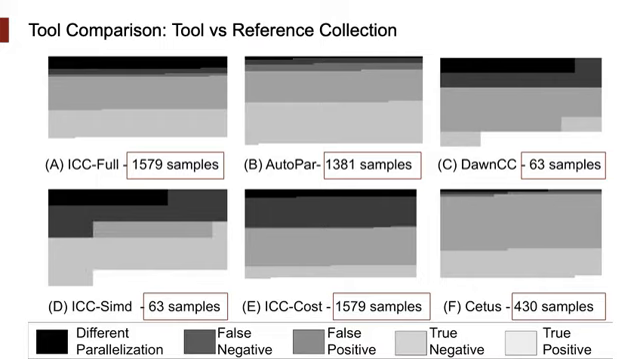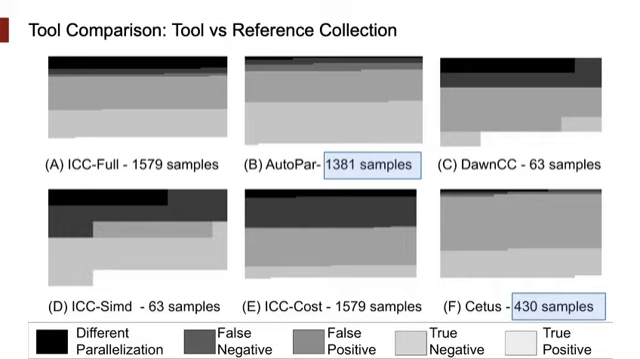You might also notice that these comparisons don't use all the same number of samples. That happens for 2 reasons. First, 2 of the tools, DONCC and ICC SIMD, use a different part of the reference collection, which refers to vectorization. This subset of the reference collection contains only 63 loops. The other 4 tools use the part that refers to CPU multithreading. This second subcollection contains 1579 loops.